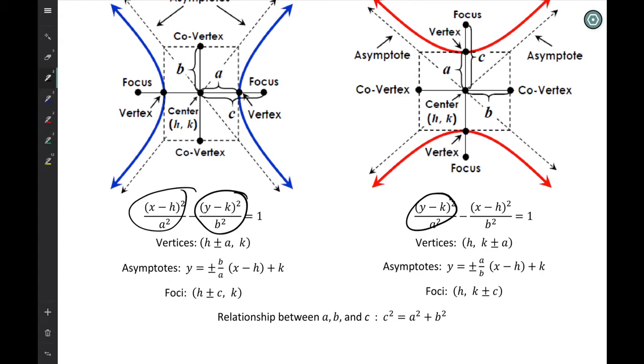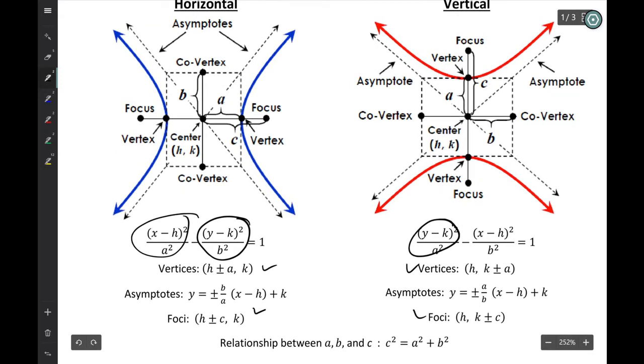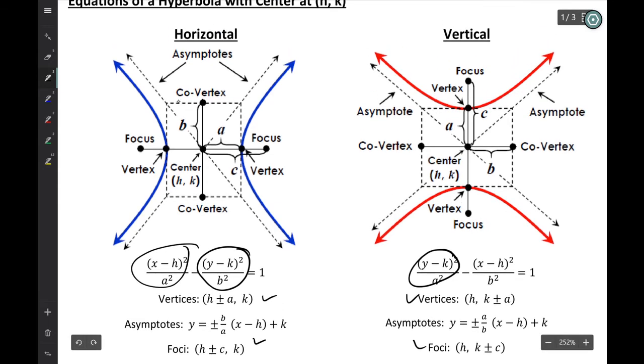So your vertices, foci, those are kind of the same thing that we've been doing. Nothing special there. The only thing that's unique is your asymptote. Your asymptotes have equations that are based on the location of the center, and then also the ratio of b over a or a over b. And this kind of makes sense because if you look at the picture, if my asymptote is right here, the rise is going to be b, and the run is going to be a.